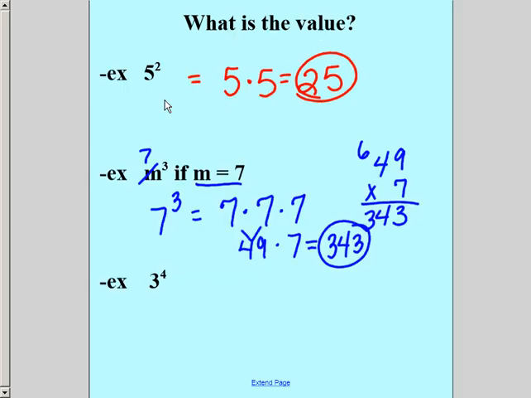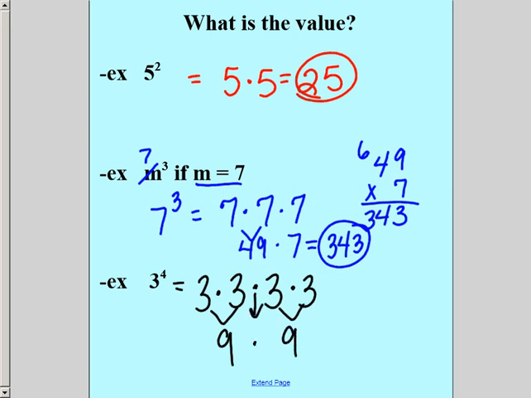And last but not least, 3 to the fourth power would mean 3 times 3 times 3 times 3. And I could work that straight across, or I could also say, well, 3 times 3 is 9, and then use the other two 3s. 3 times 3 here is 9. And I bring down the multiplication because that's what's between those sets. And 9 times 9 is 81. So 3 to the fourth power is 81.